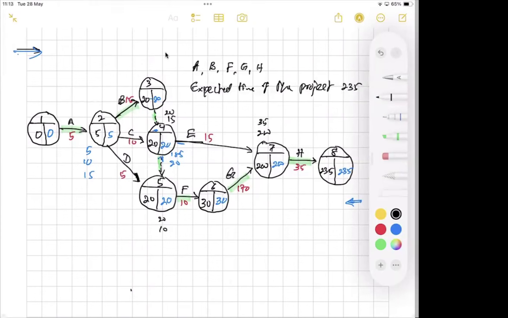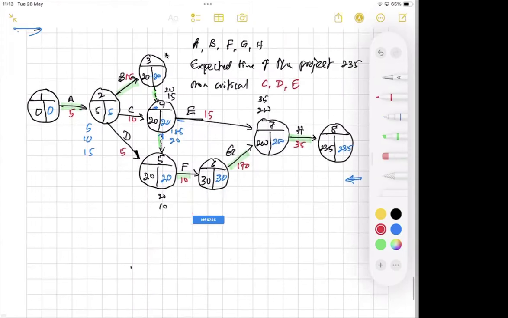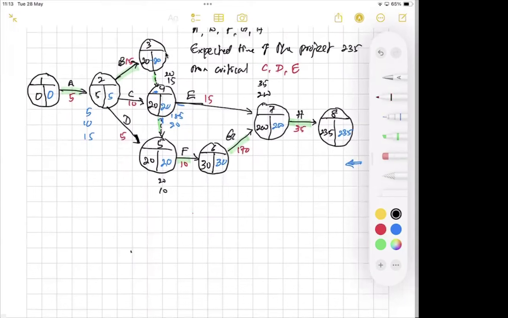Then what are the critical activities? The critical activities are A, B, F, G, and H. Non-critical activities: what are the non-critical activities? C, D, and E. Right? C, D, and E are non-critical activities. Then you can find out early start time, early finish time, late start, late finish, and total slack of these activities, right?